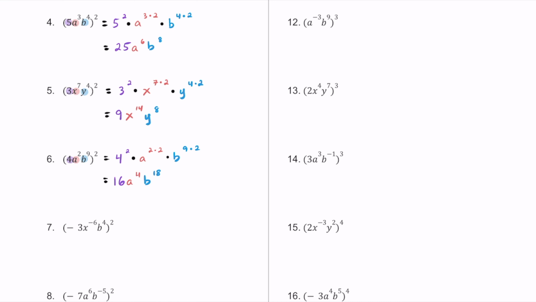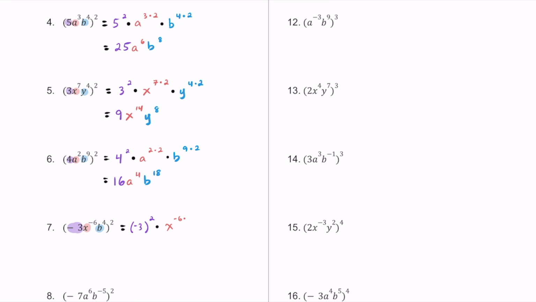For number 7, we have negative 3 times x to the negative 6th power times b to the 4th power, all being squared. So we have three bases here. Now our three bases here are negative 3, x, and b here, okay? So let's go ahead and see, this is starting off with a negative 3. Now put that in parentheses because it's negative, and that's going to be raised to the second power. That's going to write first here. And then we're going to have an x, right? And this is going to be x to the negative 6th power.